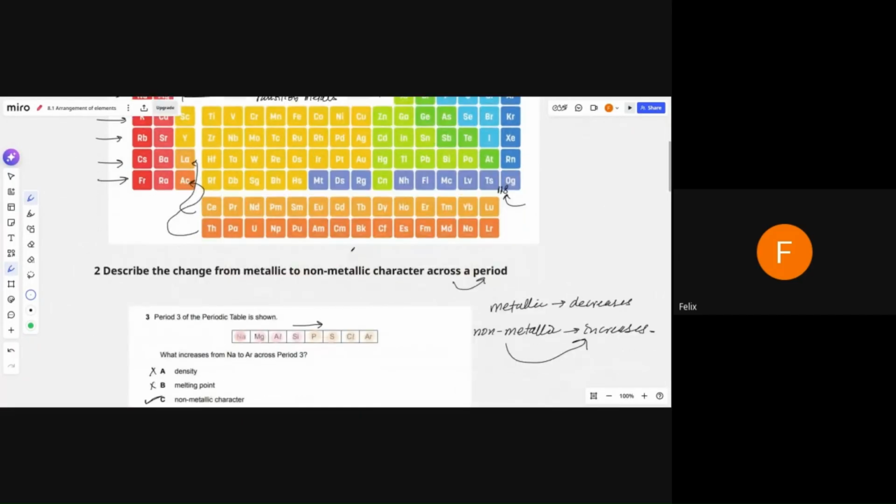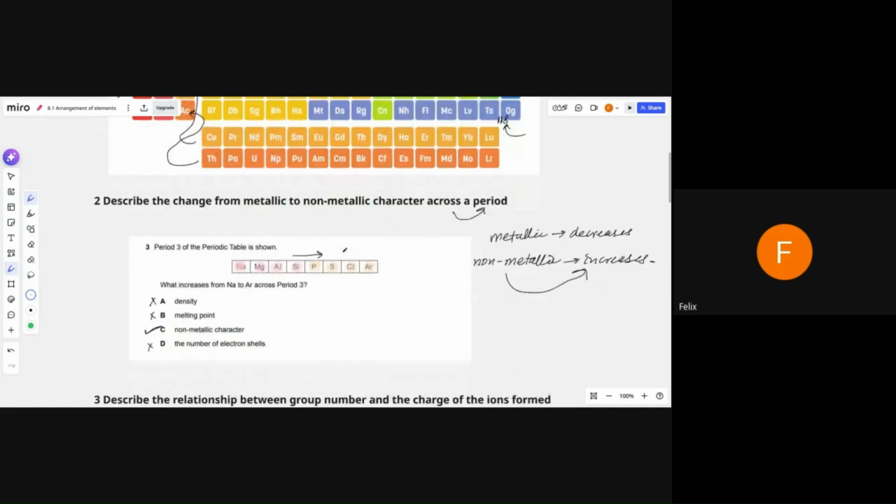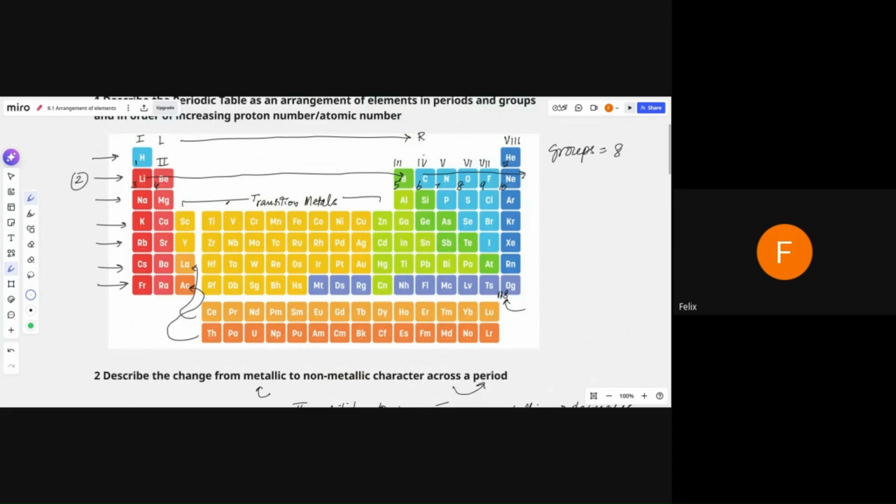So now let me explain something here so that you can understand it better. What is meant by a metallic character, right? The ability to lose electrons. So what is a metallic character? The ability to lose electrons. And non-metallic character is the ability to gain electrons. Remember that. So as we move down the group, right?